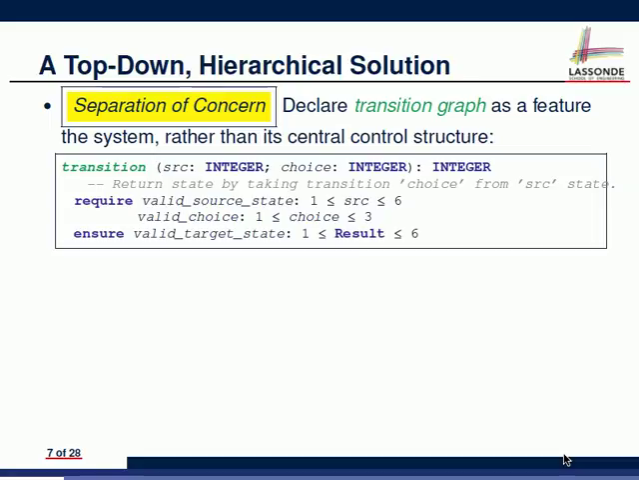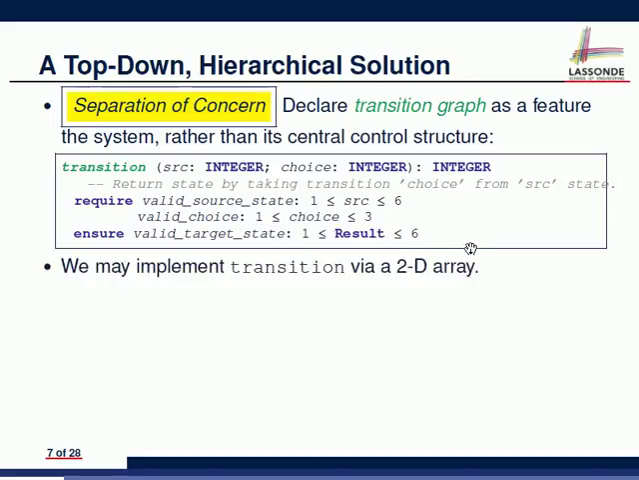Now of course you can have some contracts for your transition. You can say what it really means for your state to be valid: it should be between 1 and 6. And what does it mean for the transition to be valid? It should be between 1 and 3, right?